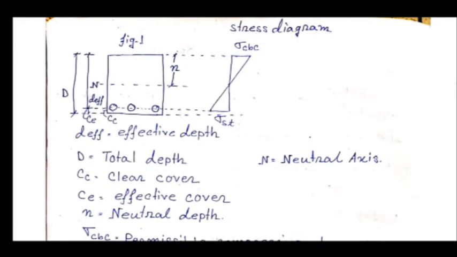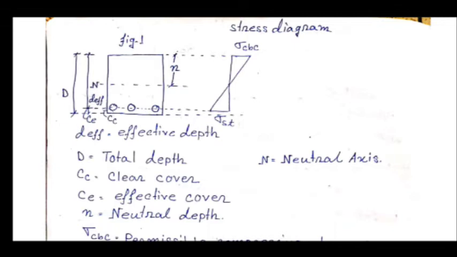As you can see, the cross section and stress diagram of a rectangular section. In this figure 1 you can see the cross section of the beam. The overall depth, that means top fiber to bottom fiber, the total depth, is denoted by capital D. Approximately at the middle of this section there is a dotted line. As I told earlier, this is the line called the neutral axis. The upper portion of this line is called the compression zone, the lower portion is called the tension zone.